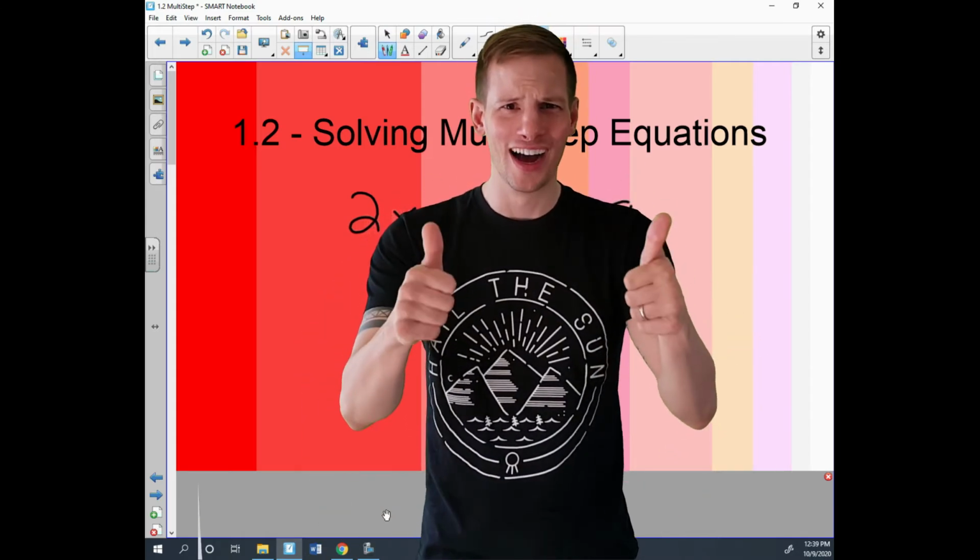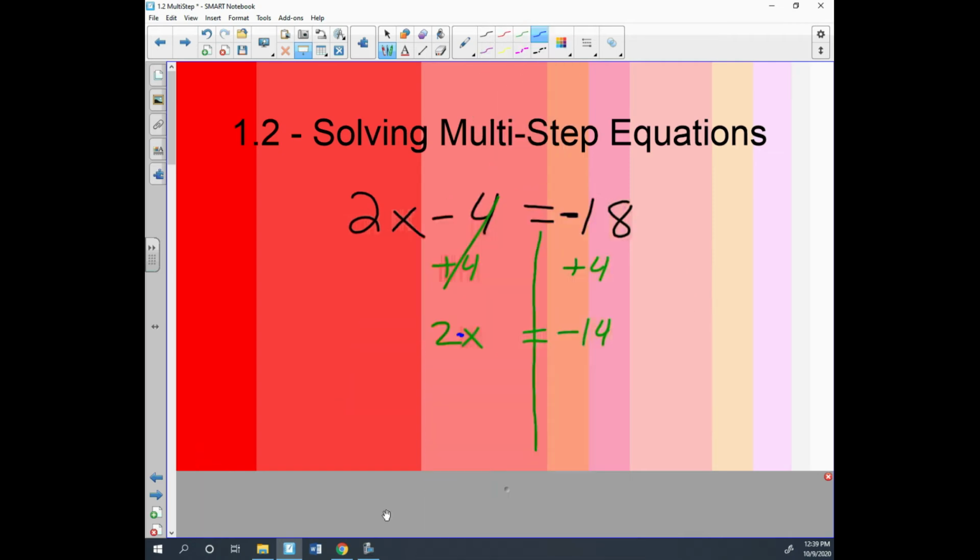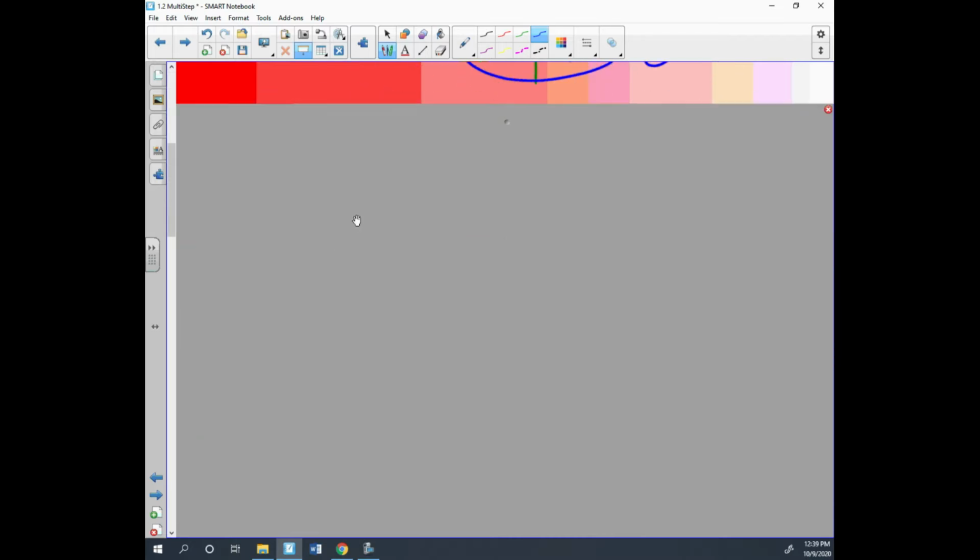And now the inverse operation of 2 times x, which is divided by. So we're going to divide by 2, and we're going to get x equals negative 7. We're going to circle it. We're going to give ourselves a check mark and also a pat on the back, all right? So that's how we solve those in a real quick, in a nutshell, all right?